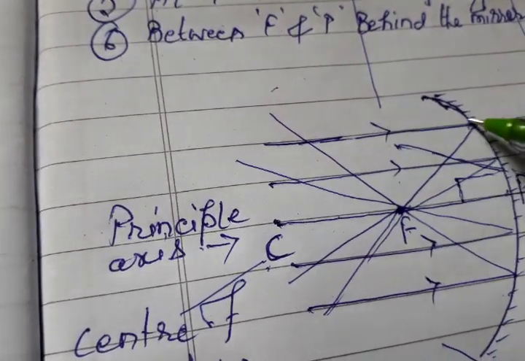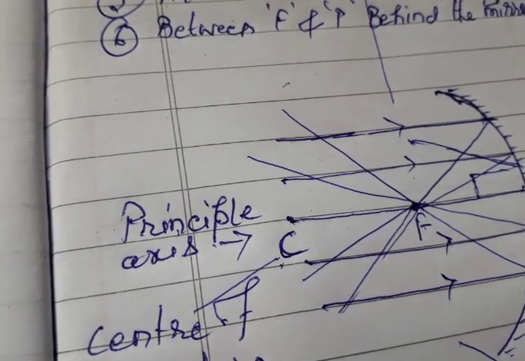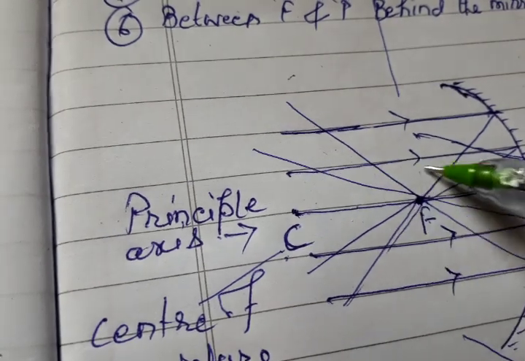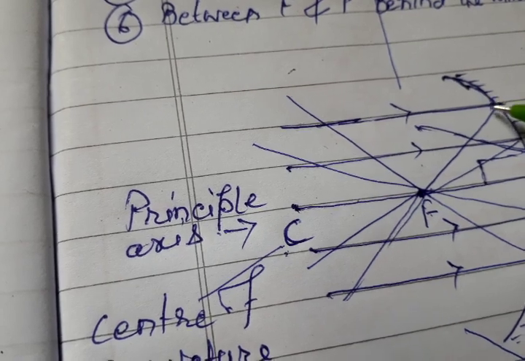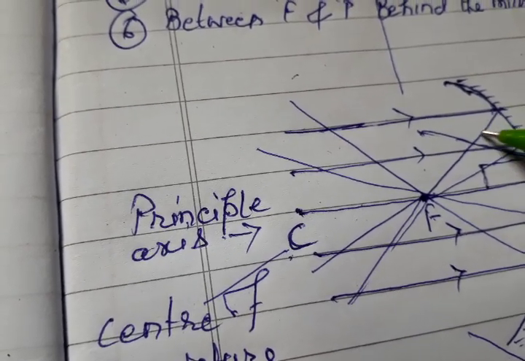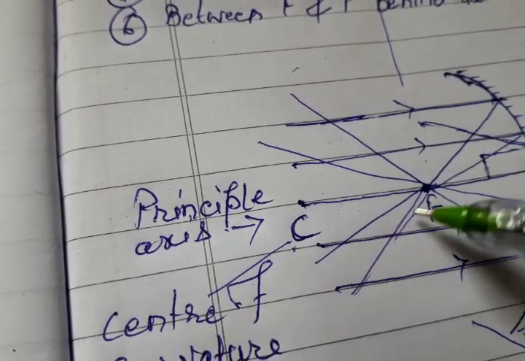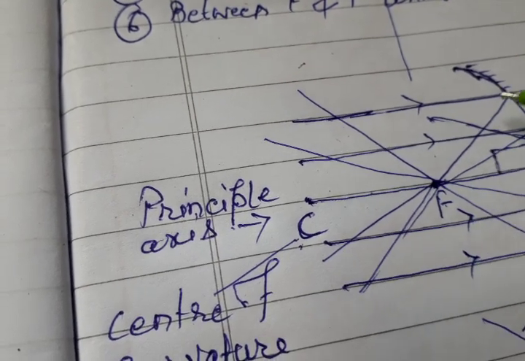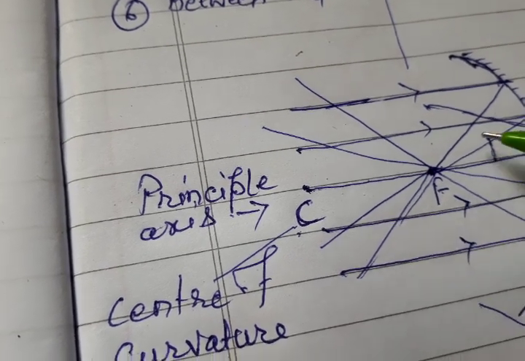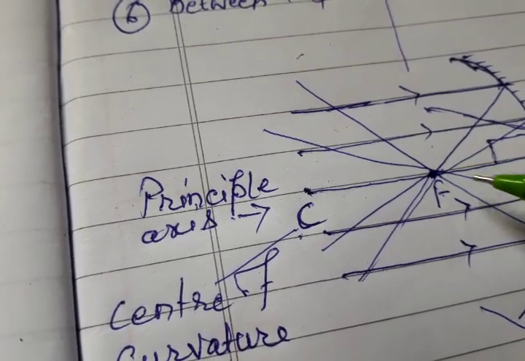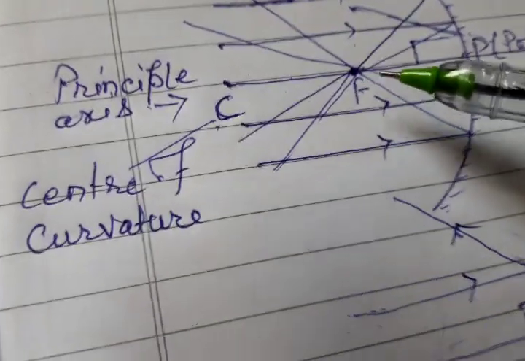There are so many lines I have drawn. These are called the incident rays, the rays of light which fall on the mirror. This is the front part of the mirror. After striking the mirror, it diverts the path of the ray, and this ray is called the reflected ray. After reflecting from the mirror, you can see all the rays come together at a common point, and this common point is known as the focus.